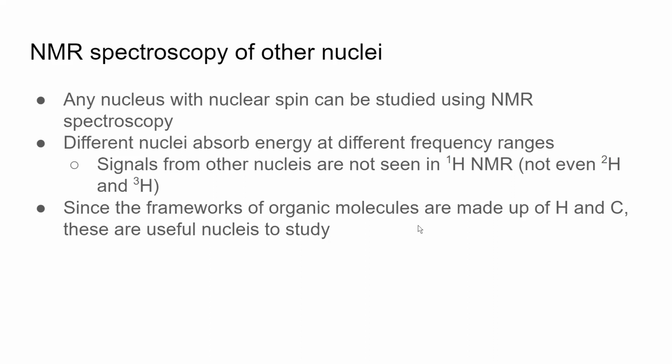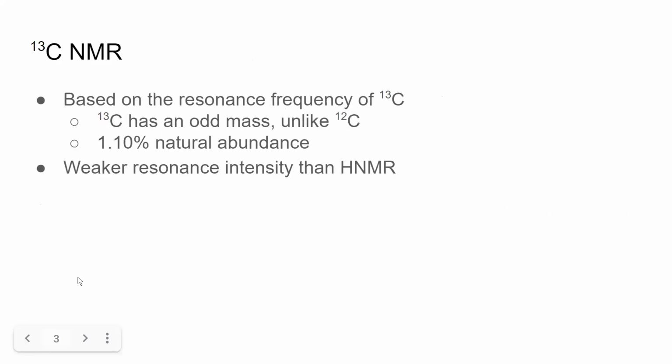And we're looking at organic molecules. It makes sense to focus specifically on hydrogen and carbons, right? Because that's what our frameworks are going to be made up of basically all the time. With hydrogen, it's very easy. The most abundant isotope of hydrogen does have nuclear spin. If we're looking at carbon, there's a few more complications.